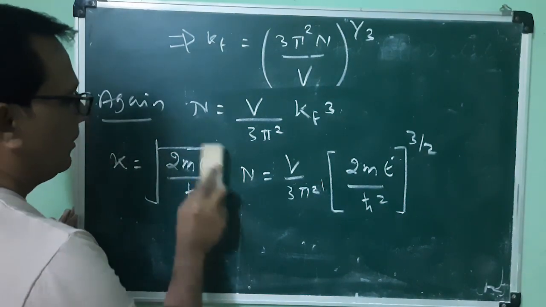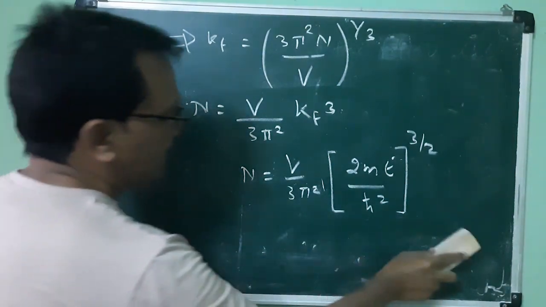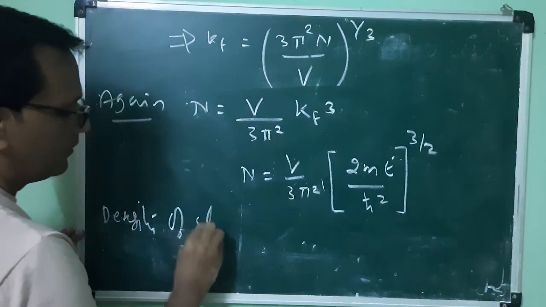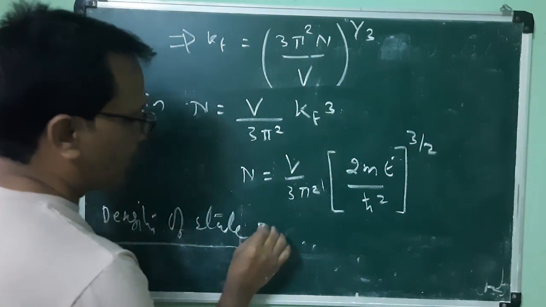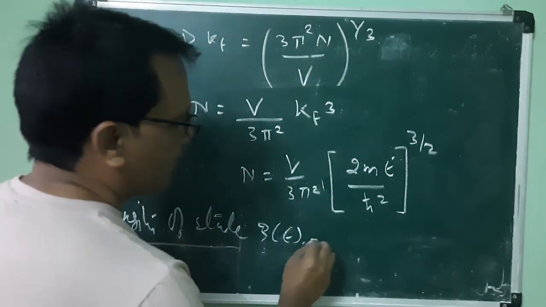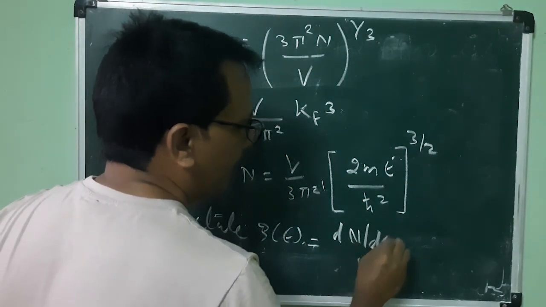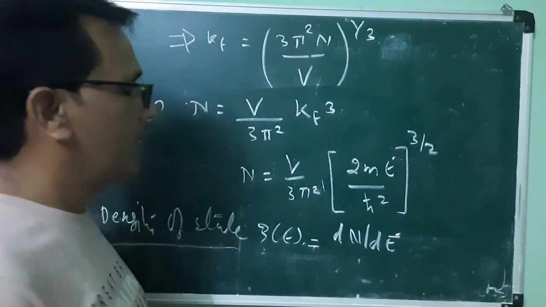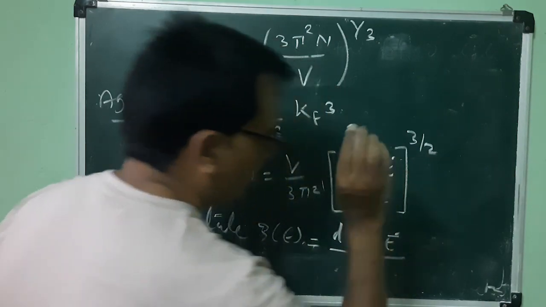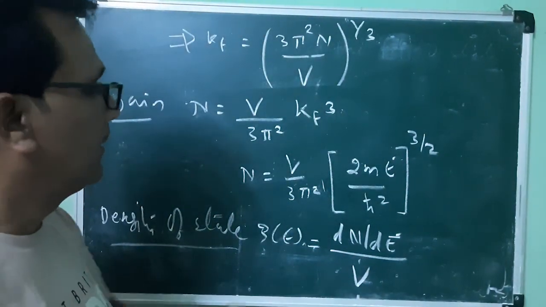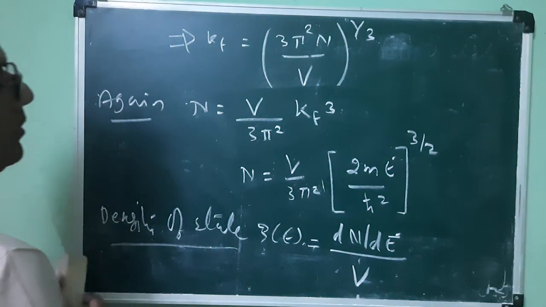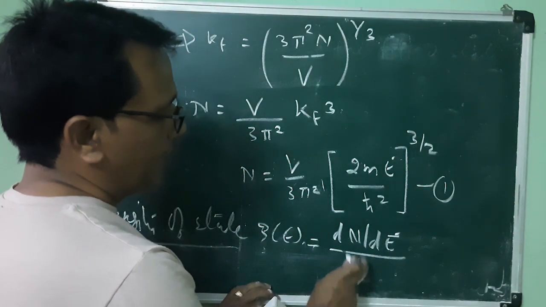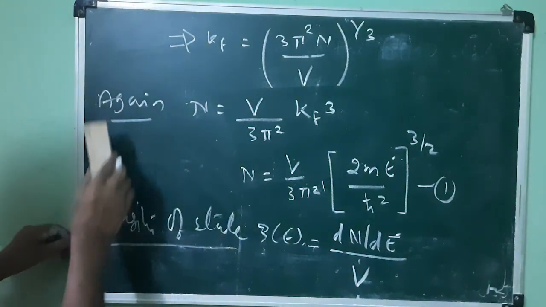Now we have to define the density of states, which is represented by Z(E) or D(E). This is equivalent to dN by dE, the total number of filled states per unit energy per unit volume. So this is dN by dE upon capital V. We have the value of n, and we have to calculate dN by dE and put it here to find this density of states.